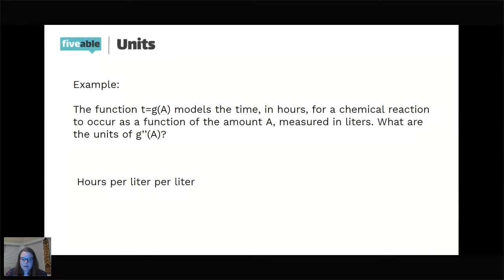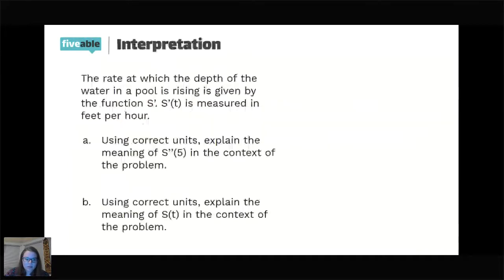Okay, let's try another one. The rate at which the depth of the water in the pool is rising is given by the function s prime, where s prime of t is measured in feet per hour. So now we're back to t being our independent variable. We are plugging in the time. Using correct units, explain the meaning of s double prime of 5 in the context of the problem.